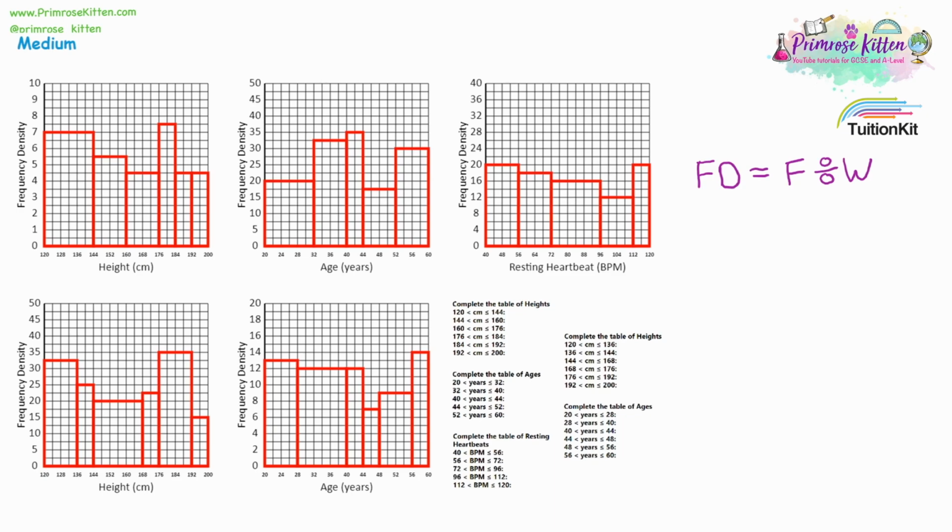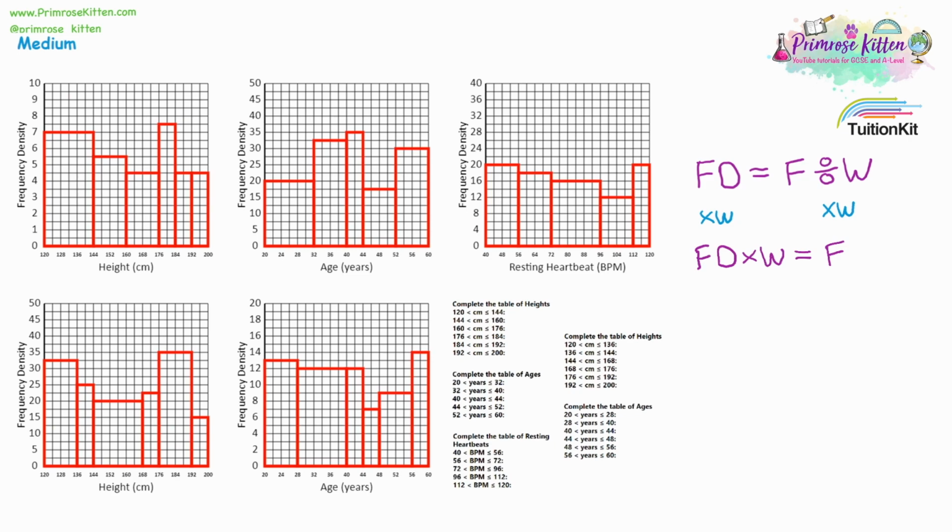So we want to find the frequency. We want the frequency on its own. It's with the divide by the width, so the opposite of that is multiplied by the width. Do that to both sides, and that is going to leave us with the frequency density multiplied by the width is going to give us the frequency.